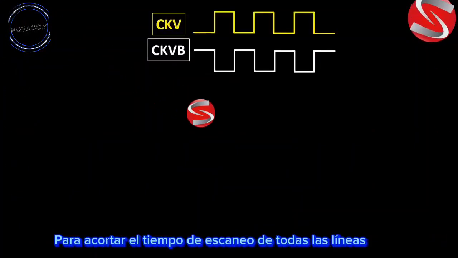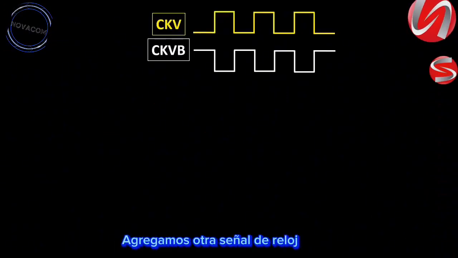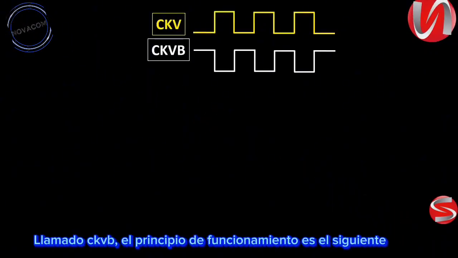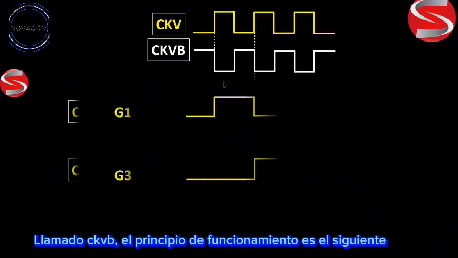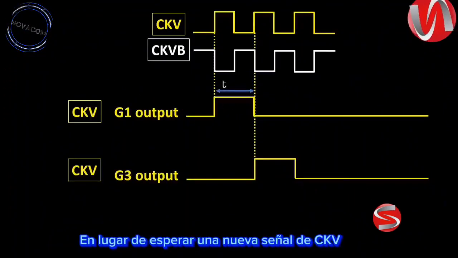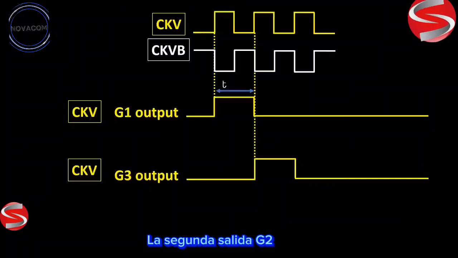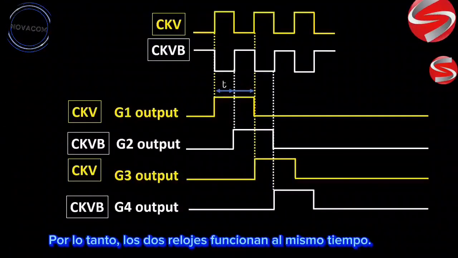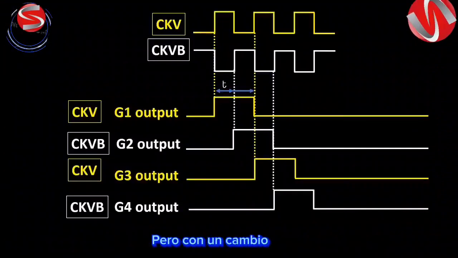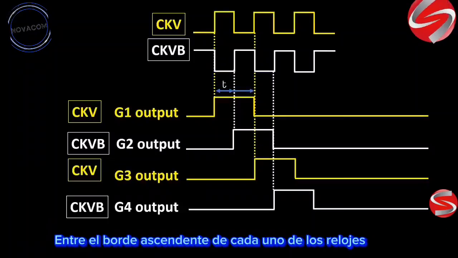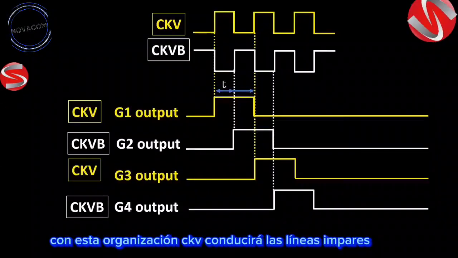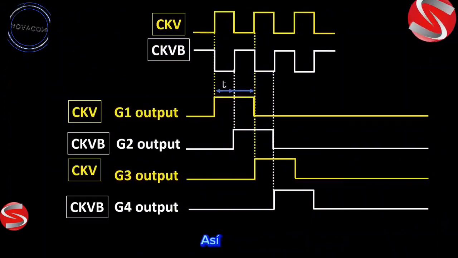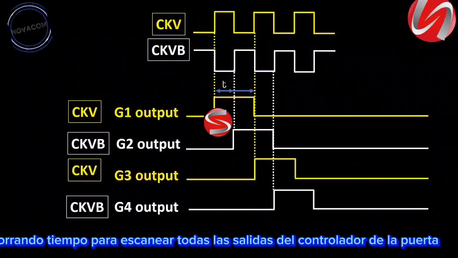To shorten the scanning time of all the lines, we added another clock signal with a period inverted with respect to CKV, called CKVB. The principle of operation is as follows. Instead of waiting for a new signal from CKV, the second output G2 is connected to the CKVB signal. Thus, the two clocks work at the same time but with a shift between the rising edge of each of the clocks. With this organization, CKV will drive the odd lines while CKVB will drive the even lines, thus saving time to scan all the outputs of the gate driver.